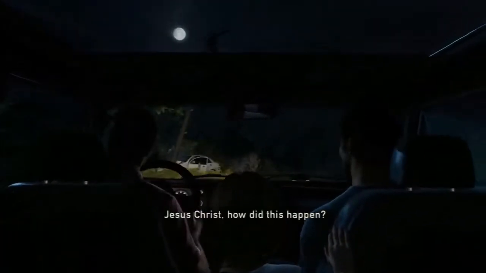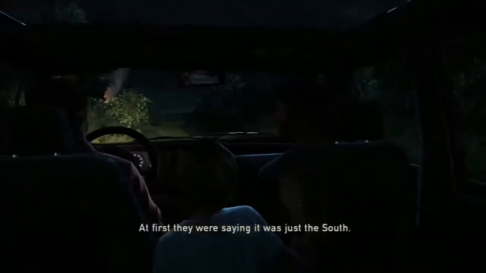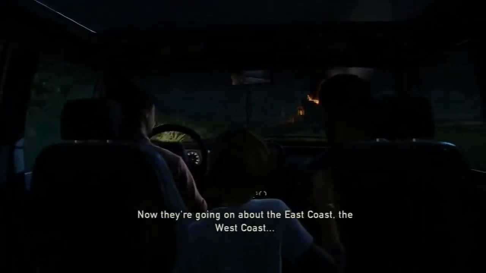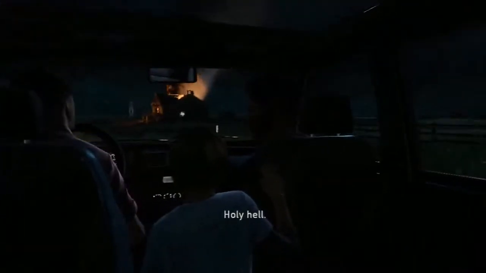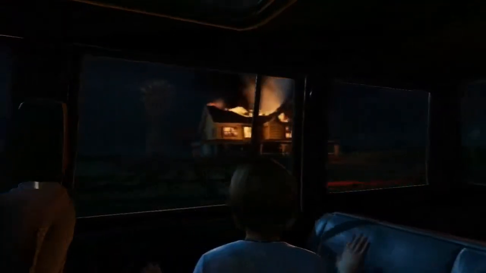Jesus Christ, how did this happen? They got no clue. But we ain't the only town. First they're saying it's just the South. Now they're going on about the East Coast, the West Coast. Holy hell. That's Lewis's farm. I hope that son of a bitch made it out. I'm sure he did.